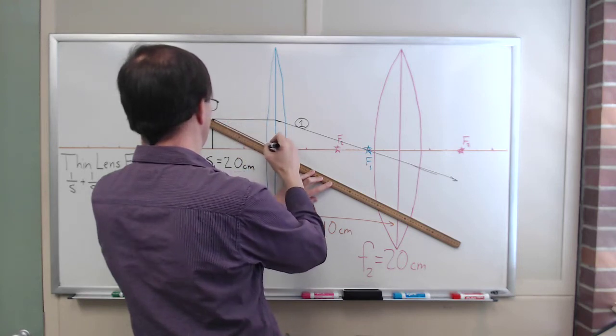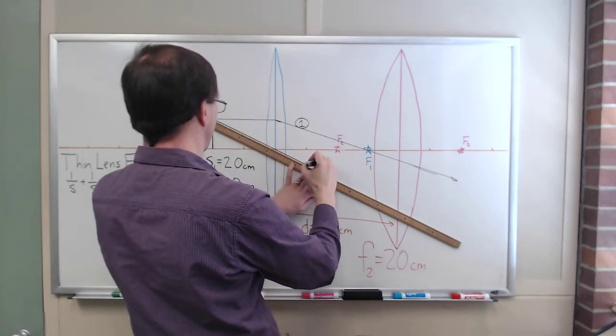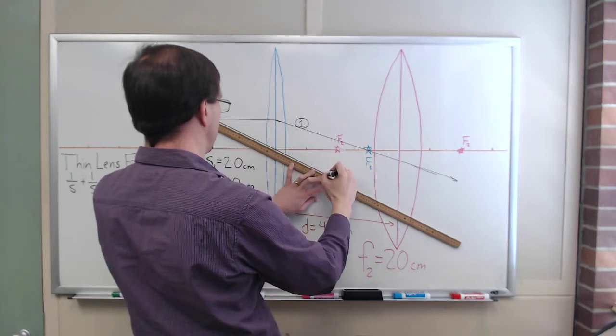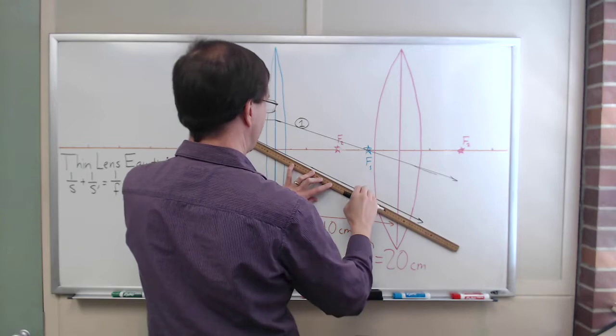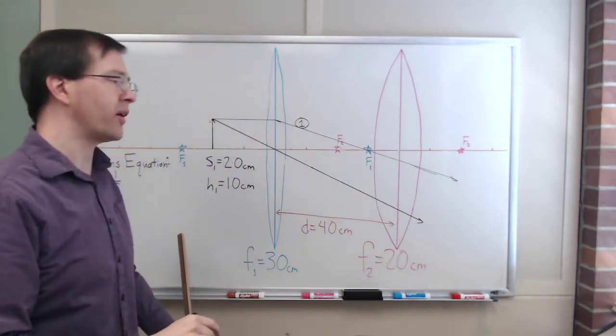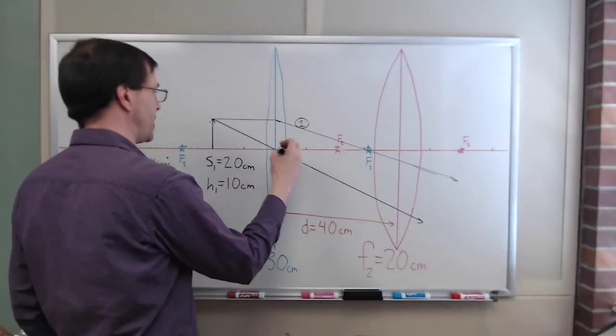This is principal ray number two. From the object point through the center of the lens, undeflected, and off into the distance, as if lens two was not there at all. That was principal ray number two.